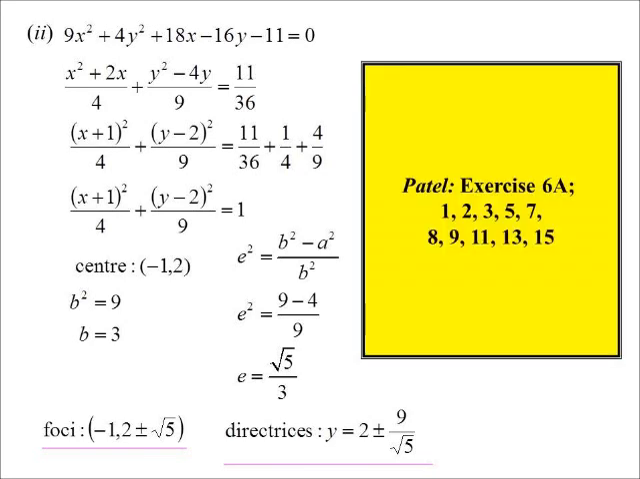So, Patel, remember that was the textbook. We got that somewhere.